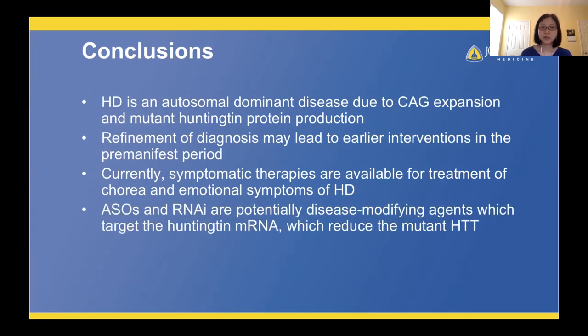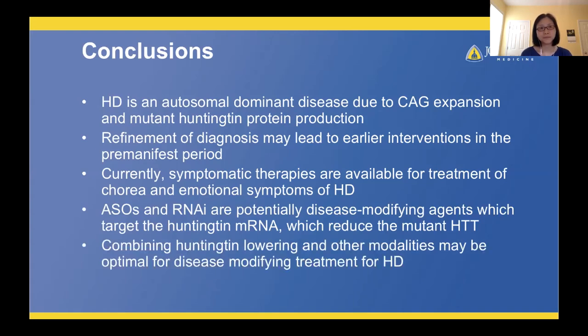And ASOs and RNAi are potentially disease-modifying agents, which target the Huntington mRNA, which reduce the mutant Huntington. And eventually, combining Huntington lowering and likely other modalities may be optimal for disease-modifying treatment for HD.